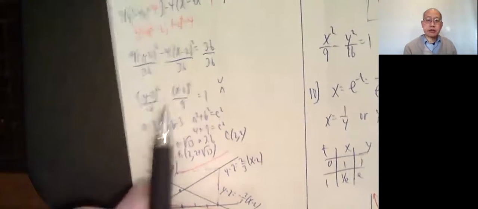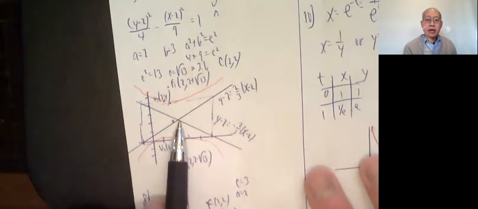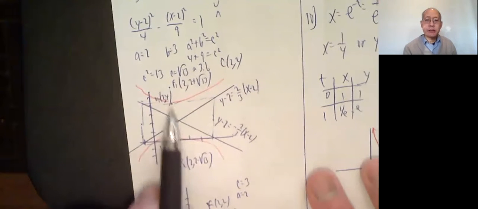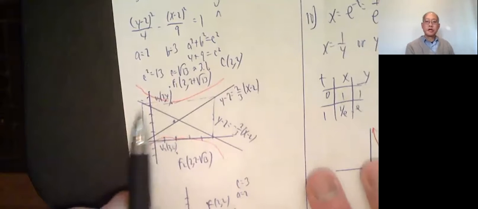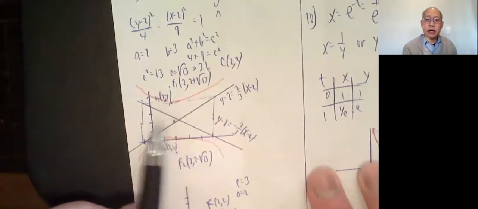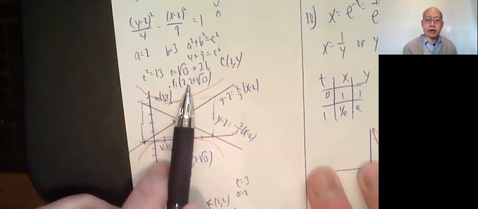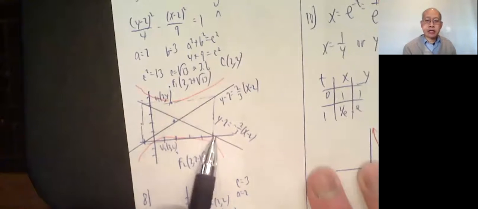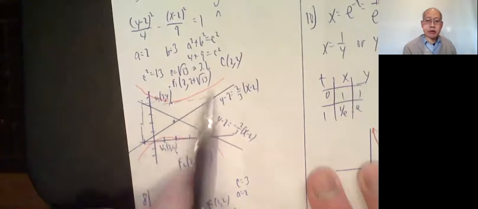So here we go. I'm told now the center is at (2, 2). And I go left and right is 3 units. 1, 2, 3, 1, 2, 3. Up and down is 2. Here are my 2 vertices, (2, 4) and (2, 0). My 2 foci are (2, 2 plus radical 13) and (2, 2 minus radical 13). Here are the asymptotes. And so there's the hyperbola.